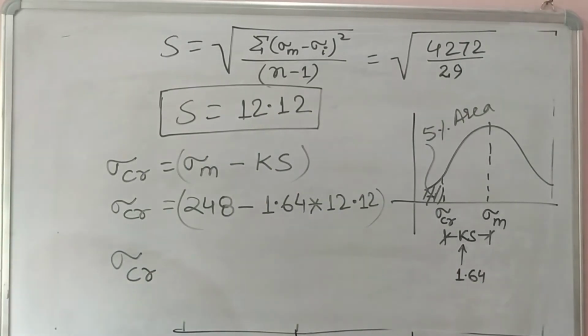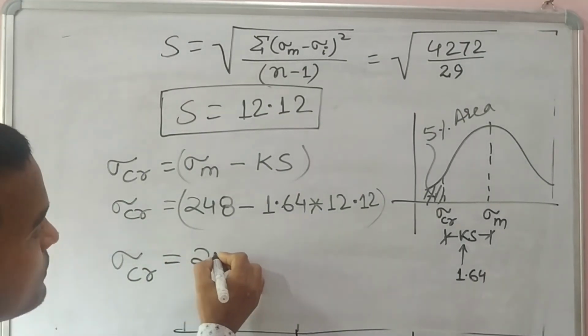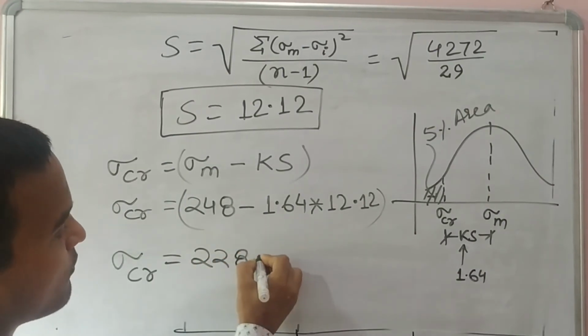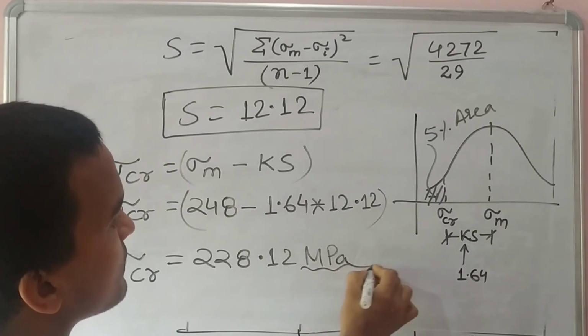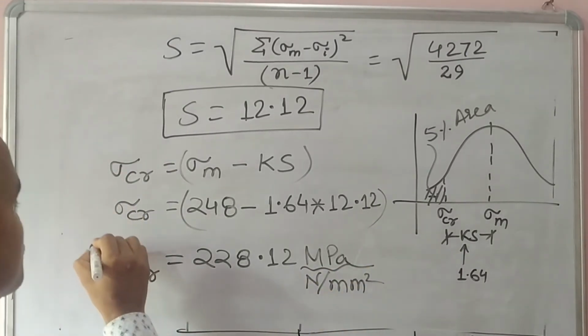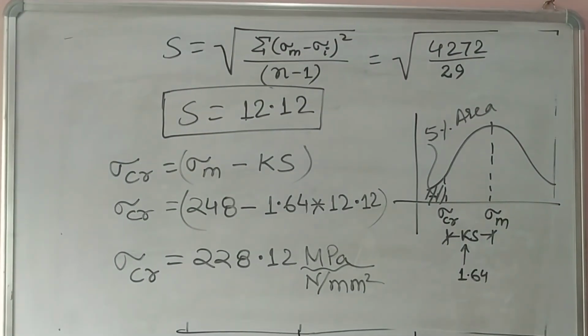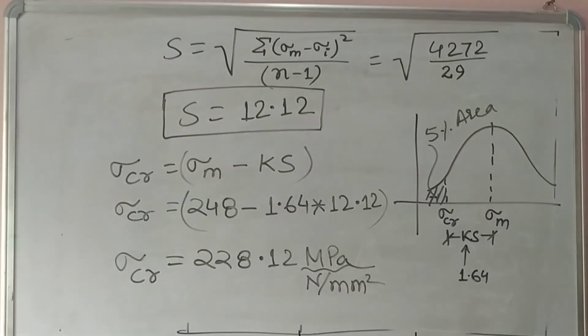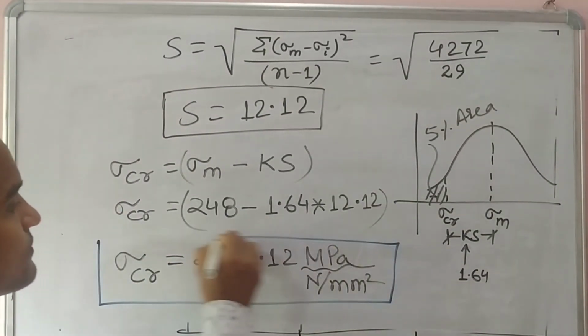So the final value of characteristic strength that we have calculated is 228.12 megapascal, or if you like you may write as Newton per mm square. So this is our final result value.